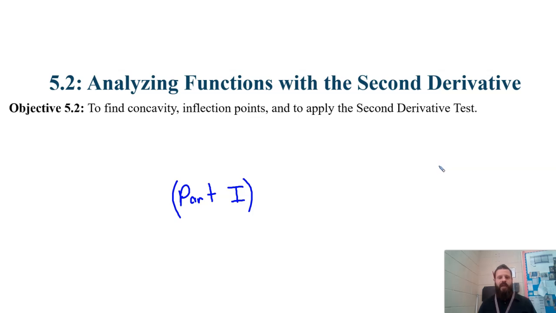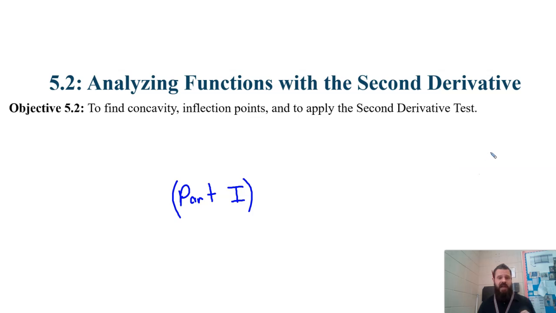Welcome back, folks. Today we're going to get into lesson 5.2, analyzing functions with the second derivative. Now, our previous lesson, 5.1, was all about what the first derivative of a function told us. Again, from that we could find intervals of increasing, decreasing, identify local mins and maxes.